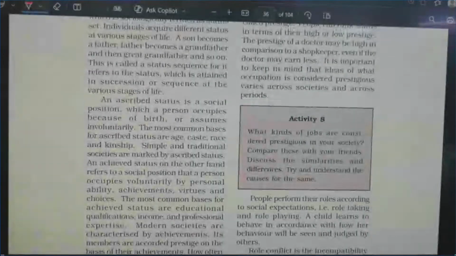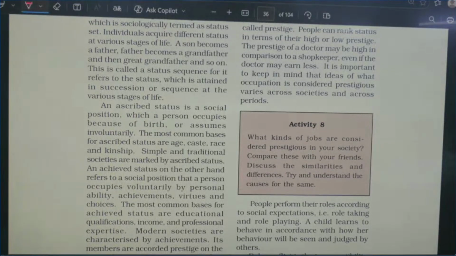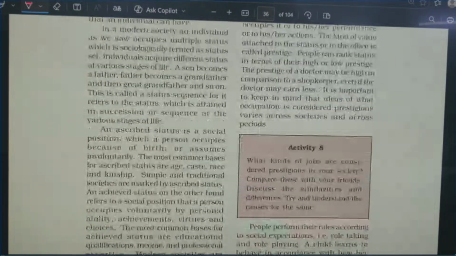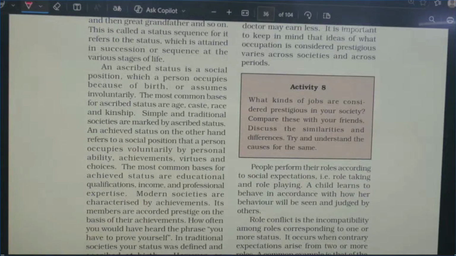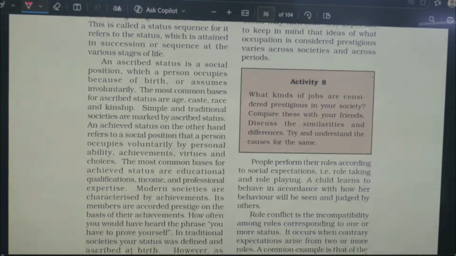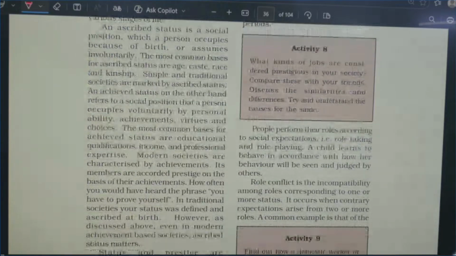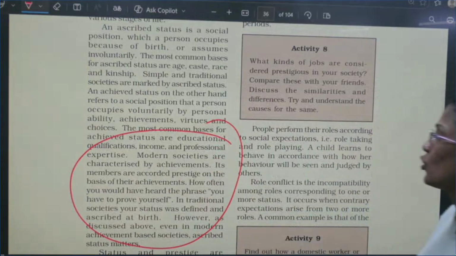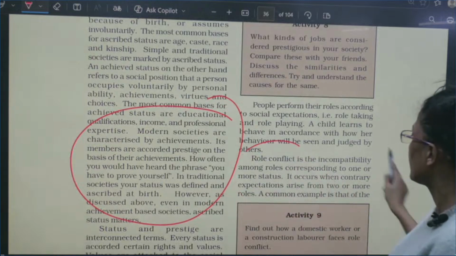Now, prestige is actually associated with this status. You become IAS officer, so it's a prestigious position. You are a teacher, doctor. It's related to your achievements. Modern societies are characterized by achievements. Its members are accorded prestige on the basis of their achievements. Okay. Then I have explained you role conflict.